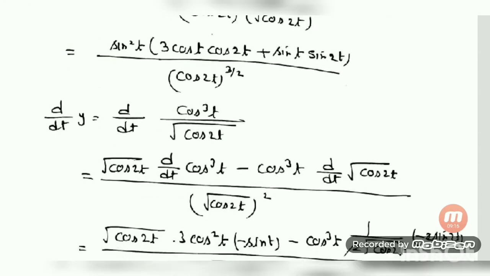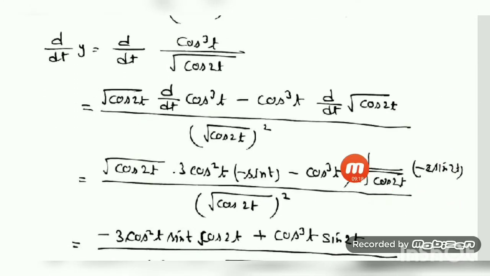Now again let us do the derivative of y with respect to t. D/dt of cos cube t by under root cos of 2t. The same formula, the u by v rule, we have applied. Denominator square, second function that is under root cos of 2t into d/dt of cos cube t minus cos cube t into d/dt of under root of cos of 2t. Keep cos of 2t as it is and apply the formula x to the power n, which is n x to the power n minus 1.